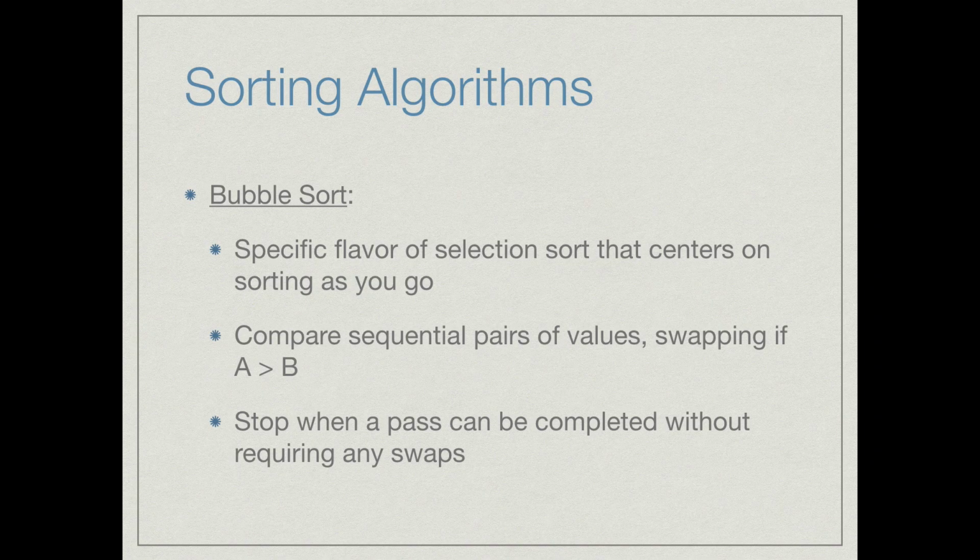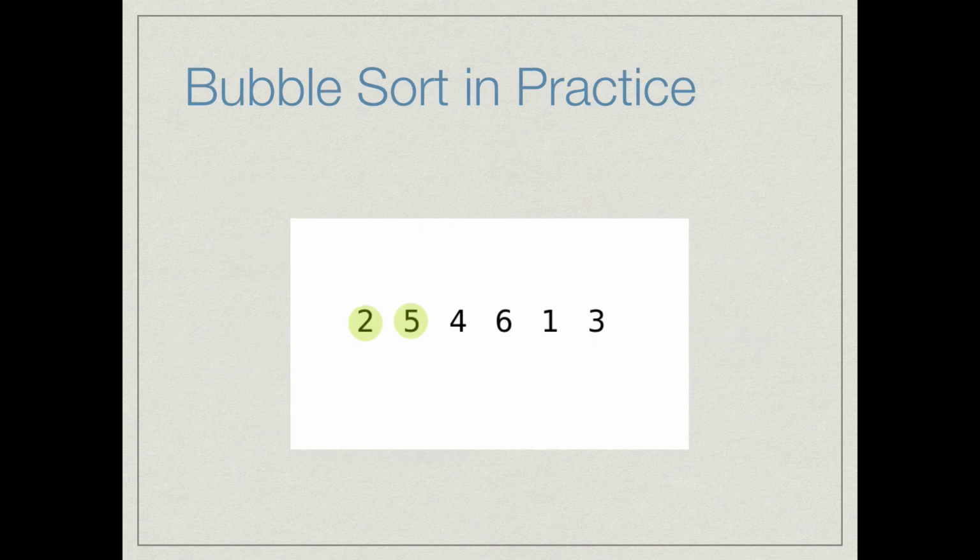And you keep going through the array as many times as you need to until you can get through the whole array without performing any swaps. So we're not going to talk about the actual algorithm for this, but I will show you the animation. And you can see here the subsequent pairs going through the array.